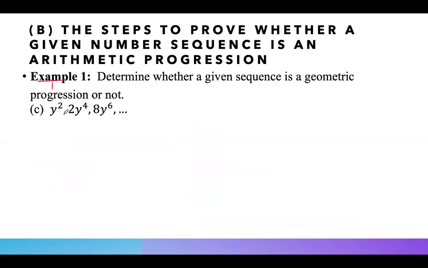C. So y square is T1, T2 is 2y to the power of 4, and T3 is 8y to the power of 6. All right. So R1 equals 2y to the power of 4 divided by y square. So you divide this one.